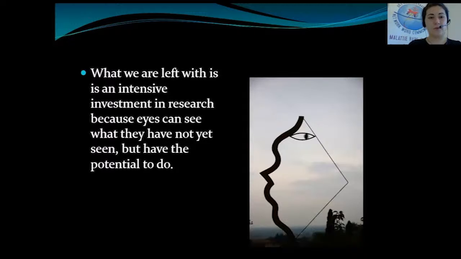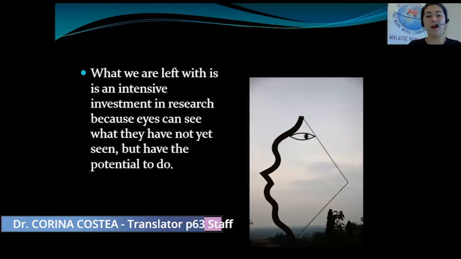So in conclusion, what we are left with is an intensive investment in research. We hope that future will reserve scientific research great results for finding cures for these diseases, so the eyes can see what they haven't seen yet, but have the potential to do. Thank you.